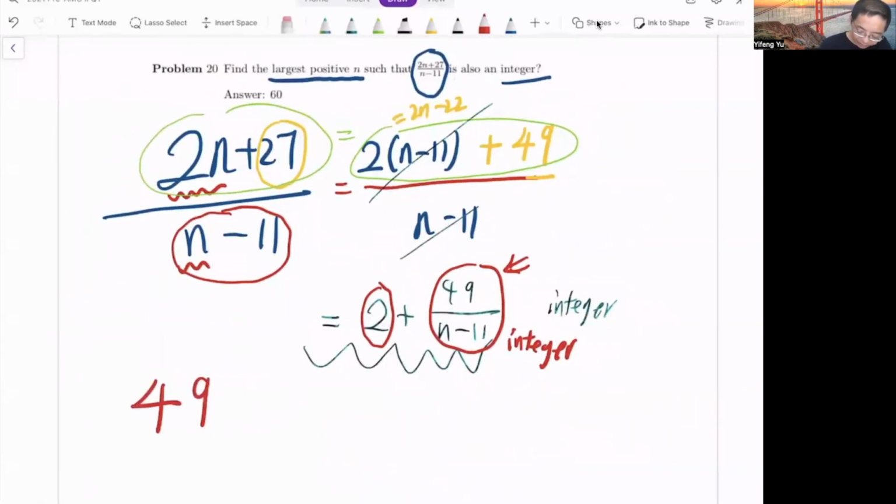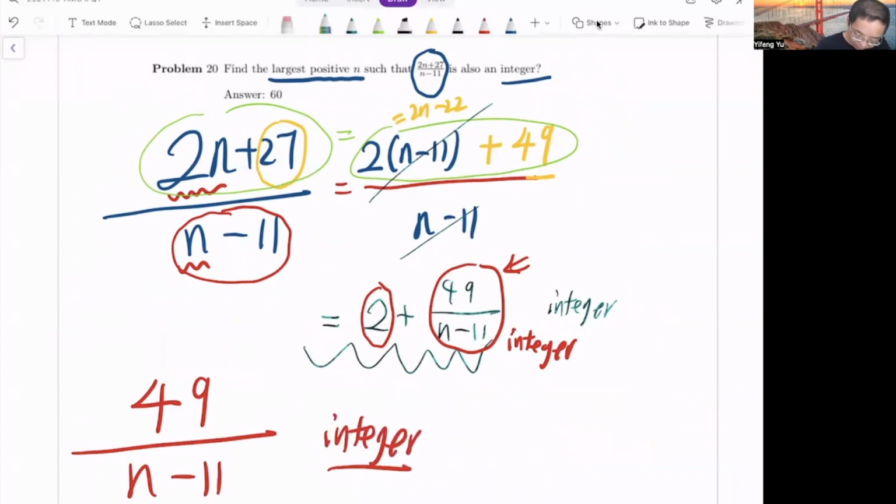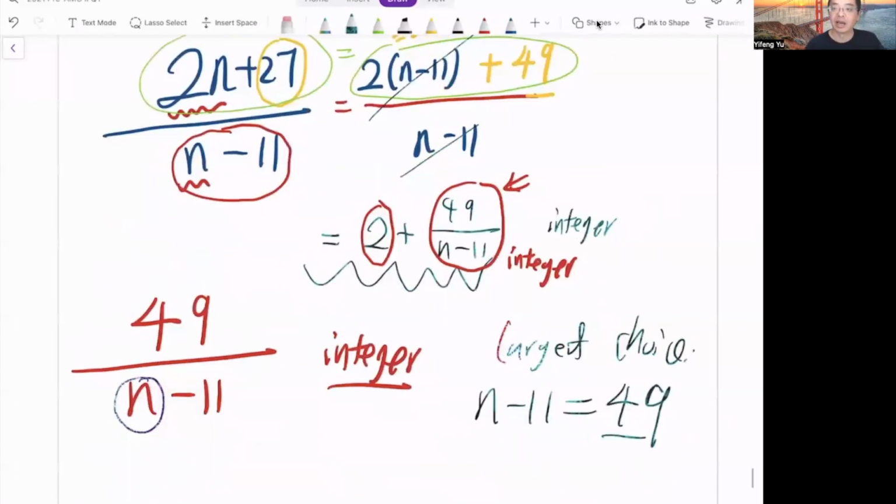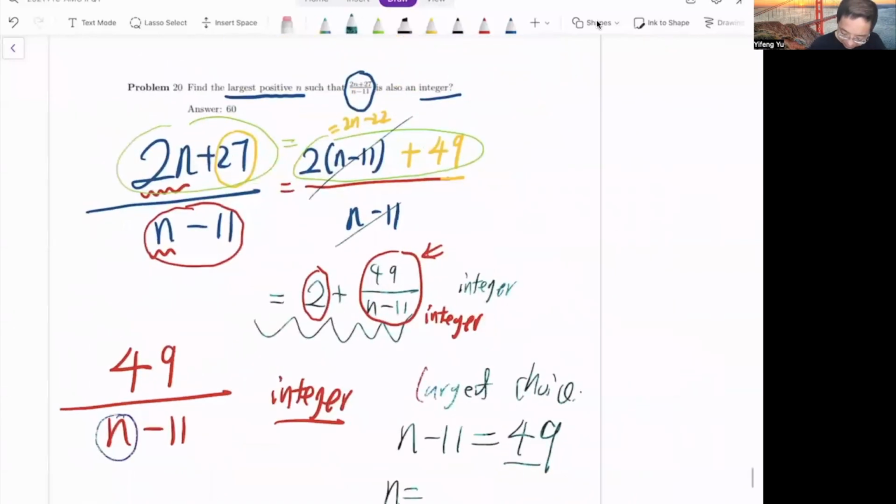Therefore, what we want is 49 over n minus 11 to be an integer. And the question is, we are looking for the largest one, right? What is the largest n? Clearly, the largest choice is n minus 11 equals 49, right? So that's the largest we can do. And from here, you just quickly get n is 60.